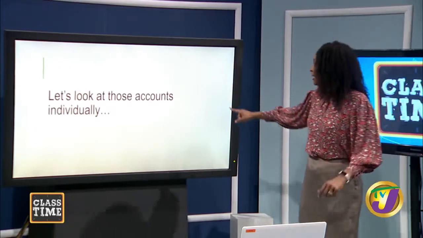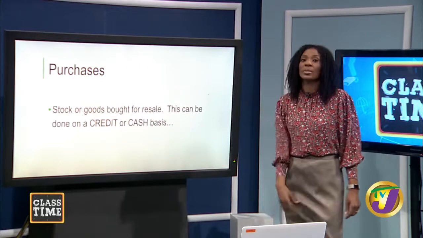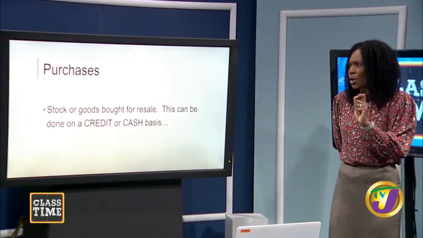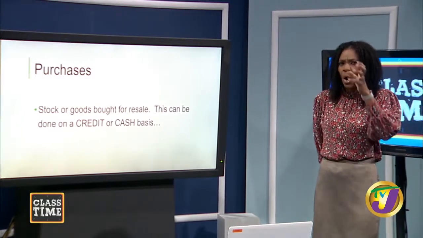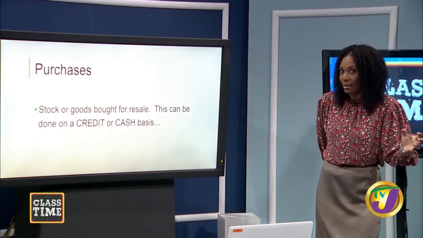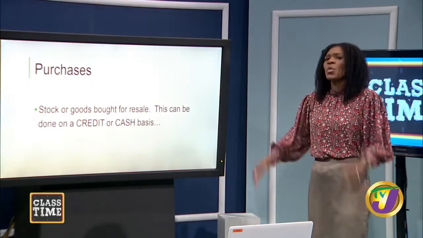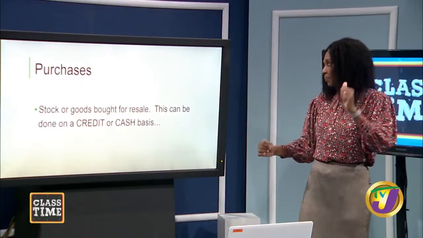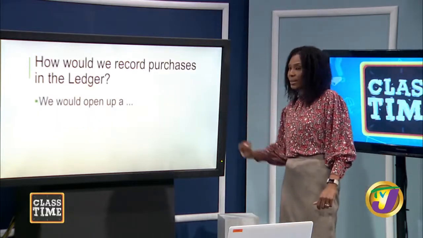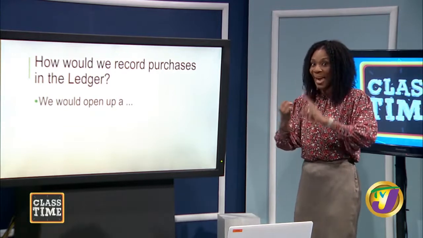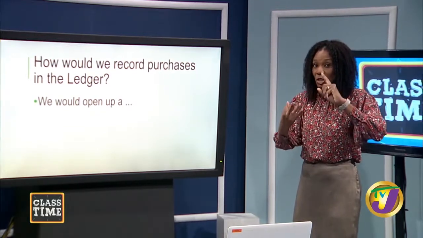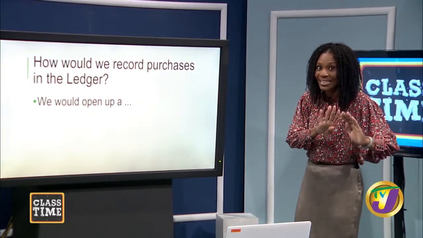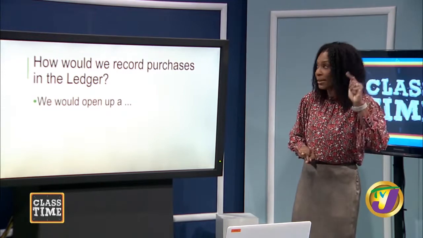Now, as I'd said before, let's look at these accounts individually. Purchases, students, refer to stock or goods bought for resale. All right. Now, this can be done on a cash or a credit basis. Make sure you have your pens, your papers, your ledger sheet, your calculators. If you don't have that, go and get them quickly. It's class time, and that will to win.